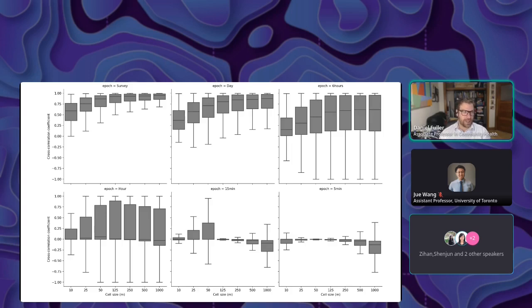And you can see that the correlations are relatively high for the top left panel, the survey epoch, for all of the different time scales. But when we get into the 5-minute epoch, for all the time scales, the cross correlation is effectively 0.